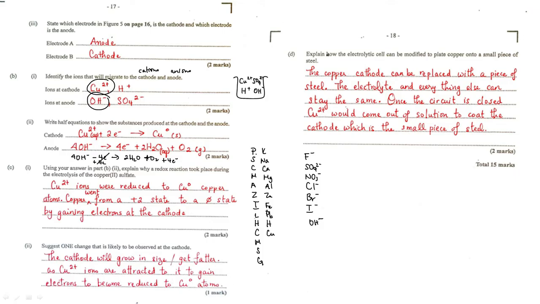Now explain how the electrolytic cell can be modified to plate copper onto a small piece of steel. Okay, so the copper cathode can be replaced with a piece of steel. The electrolyte and everything else can stay the same. Once the circuit is closed, the copper 2 ions will come out of solution to coat the cathode, which is a small piece of steel.